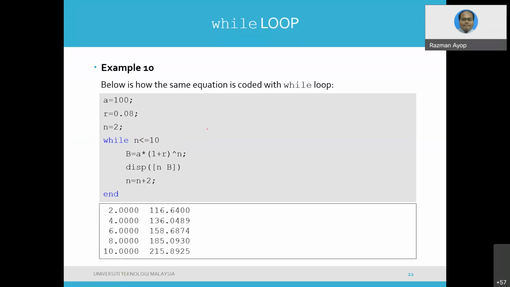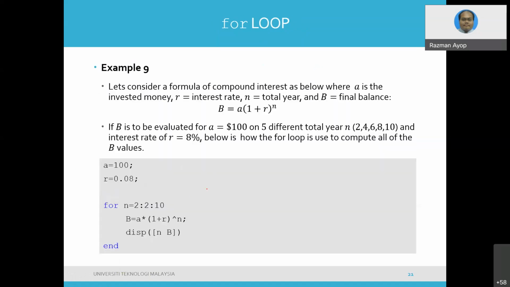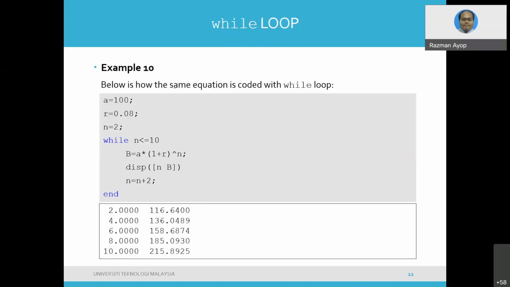Okay, so what is while loop? Same thing. For the first one, the for loop is based on index, but the while loop is based on boolean. Is it true or is it false? As long as the boolean is 1, it will run this loop, this statement.